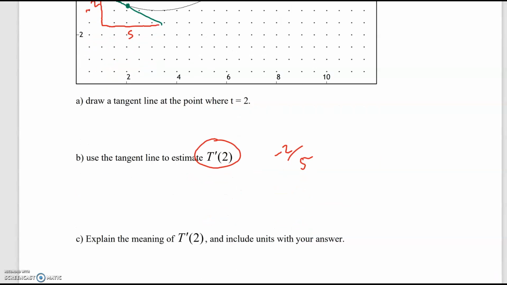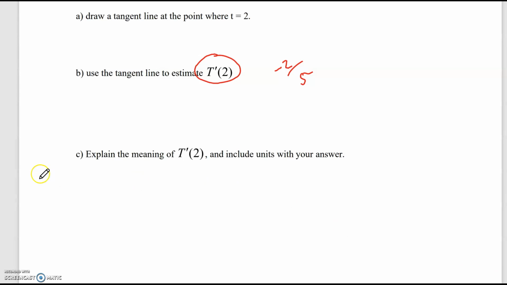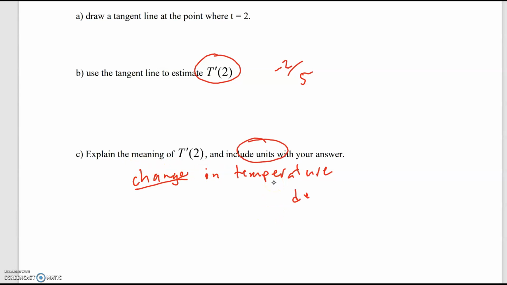Now for part C, what does this mean? It means the change in temperature. And any time you have a derivative, the explanation is always a change in something. So a change in temperature, and I also said include units, so degrees Celsius per hour. Okay, let's move on. Question 5.